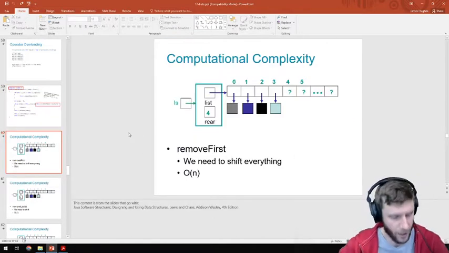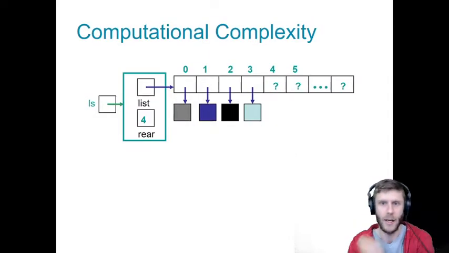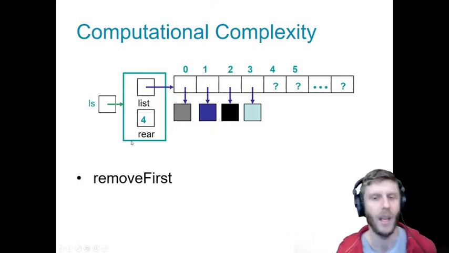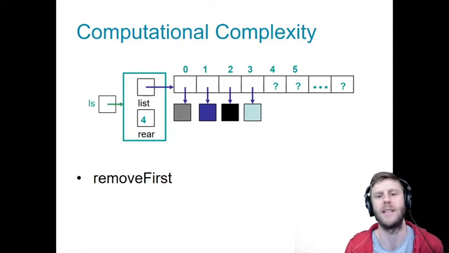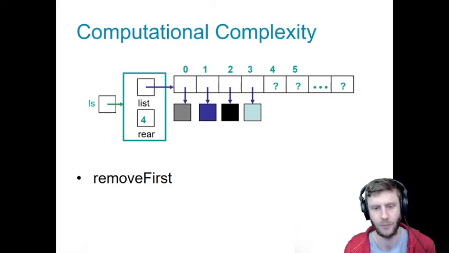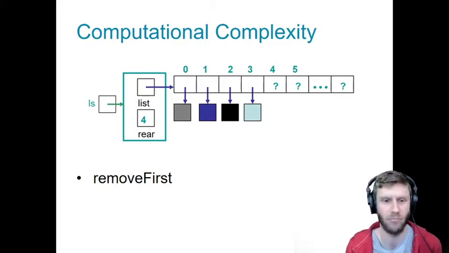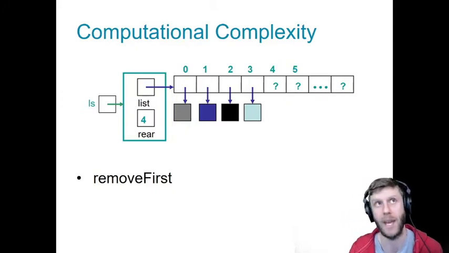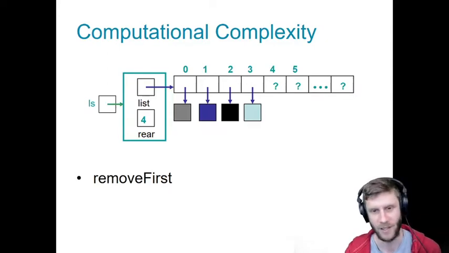Anyways, let's talk a little bit about computational complexity. So here's my array list. What's the computational complexity of remove first? What is this? Someone put it in the chat or yell out, whatever. Let's see if you can think about it. Think of big O. Come on, someone's got to know.